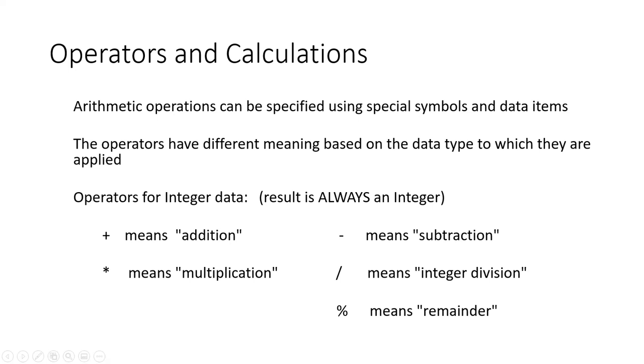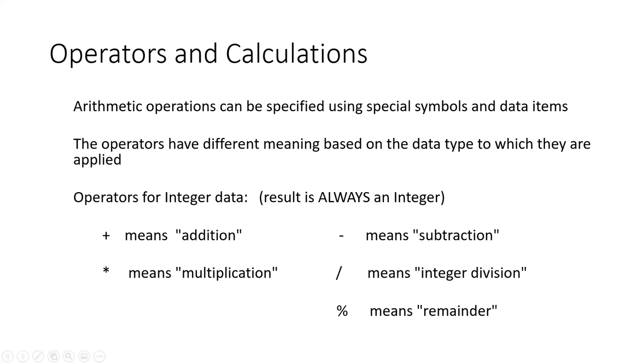So let's take a look at this. Plus, as you might expect with integers, means addition. So we're going to add the two numbers together. Minus means subtraction. The asterisk is the symbol used for multiplication. If you've ever done anything with spreadsheets like Microsoft Excel, you know that the asterisk is the multiplication symbol. And now for division, this is where it gets tricky. It gets a little different than maybe in your mathematical experience. The slash means integer division.